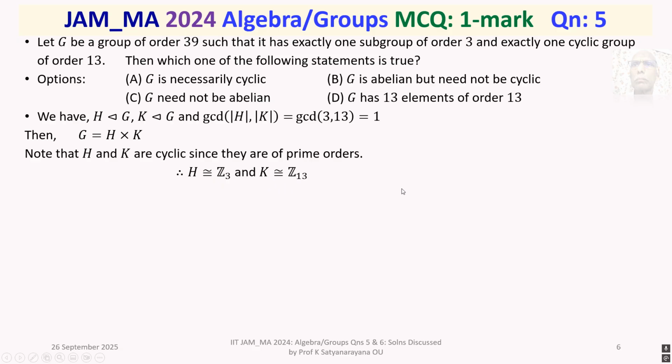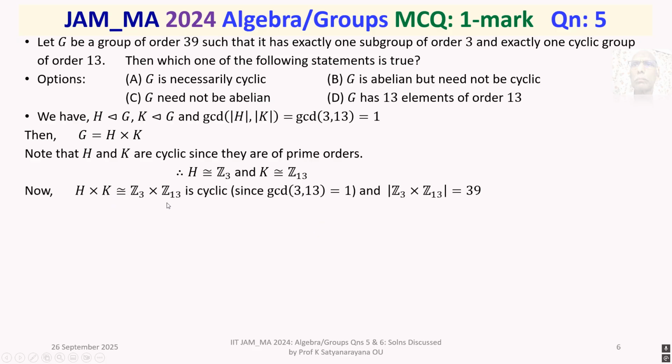Any two finite cyclic groups of the same order are isomorphic. That's the reason. So now you got H cross K is isomorphic to Z3 cross Z13. But now note down, Z3 is cyclic, Z13 is cyclic. Note down the GCD of 3 comma 13 is 1. Then Z3 cross Z13 is not only a group, it is cyclic.